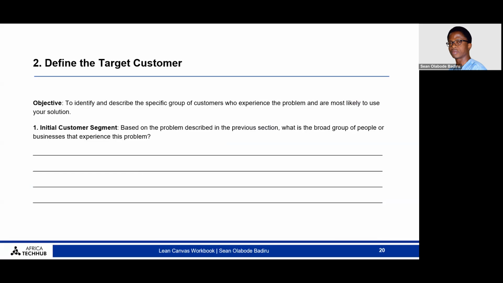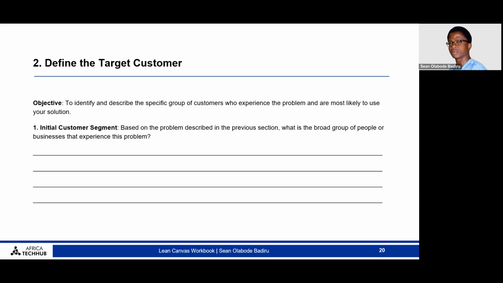So initial customer segments, based on the problem described in the previous section, what is the broad group of people or businesses that experience this problem? Start from the broad group. And from my example, based on the problem of small businesses or small business owners struggling to efficiently track and manage employee time, I think that's the problem we decided to stay with.